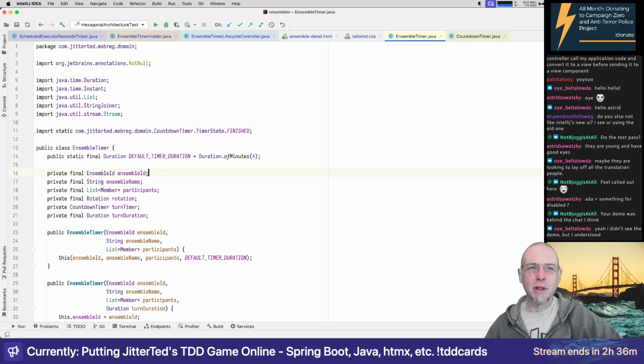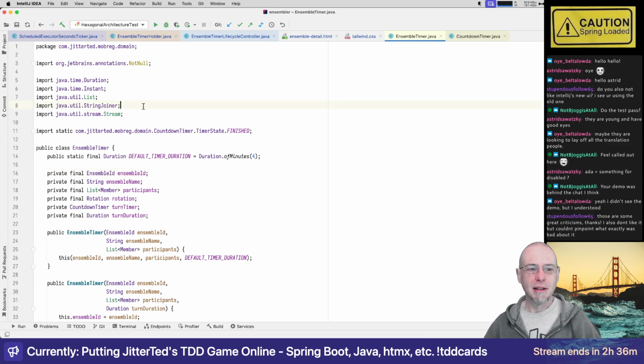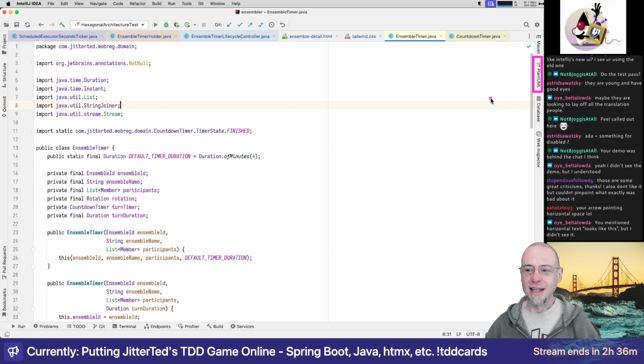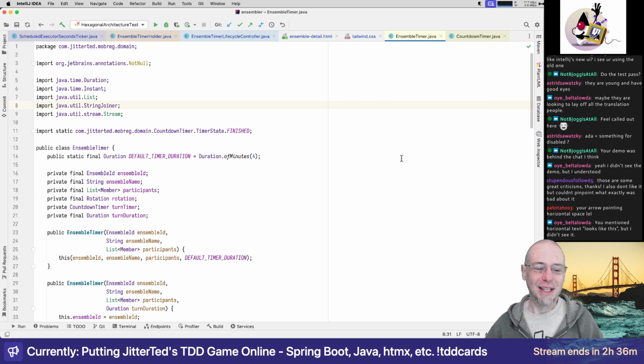I'm sorry, what demo? Not sure what you meant by demo. My demo was behind the chat. My arrow pointing at horizontal space. Yeah, oh, sorry, my bad. Now I understand. This was off the screen. What I was referring to is that instead of having the text like this, they had the text like this. Sorry about that. Thank you for mentioning that, because I've got a little bit of extra space on the right that I always forget about.